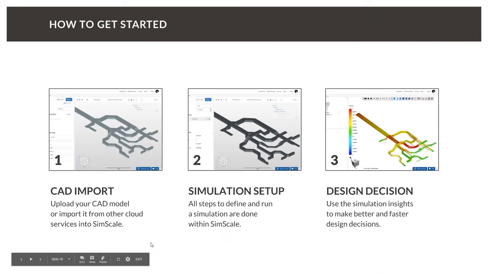So the first step is what we call the CAD import. For this, in this case, you need to go on the BIM Objects website, download the CAD model, and then upload it to SimScale. But in the future, we'll also have a direct connection, a direct cloud-based data exchange between SimScale and BIM Objects. So the first thing you need to do is to upload your CAD model, and then you're going to set up the simulation.